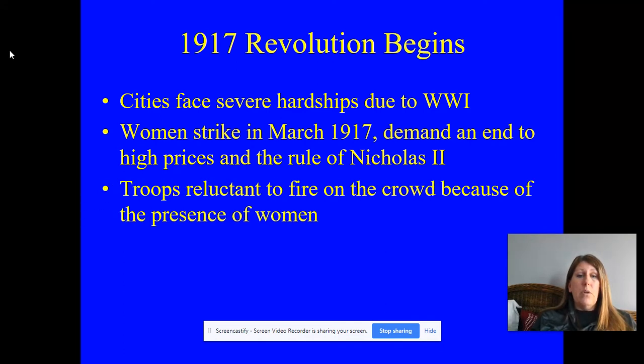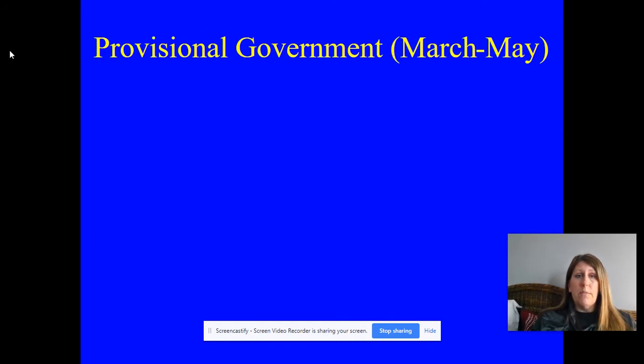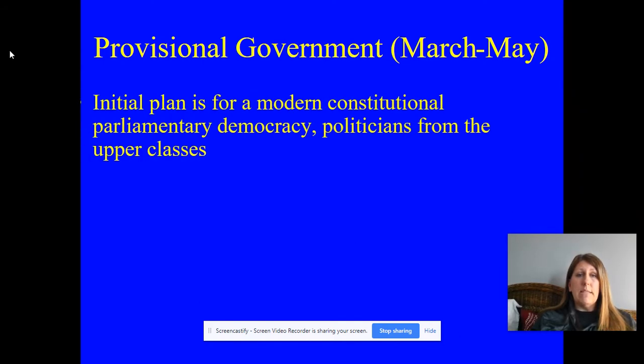And so Nicholas will at first send the troops out to fire on the crowd because of this heavy presence of these women demonstrators, very similar to what took place during the French Revolution back in the 1790s. And so the government falls. And so what happens is that Nicholas II, by March 12th, will be forced to abdicate. That means to give up his throne. And they will set up the first provisional government, which will not be very well organized. So the provisional government will actually be in power from March to May of 1917.